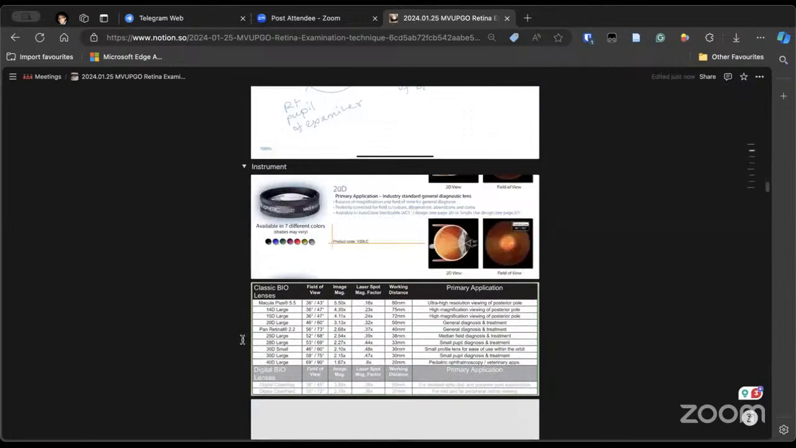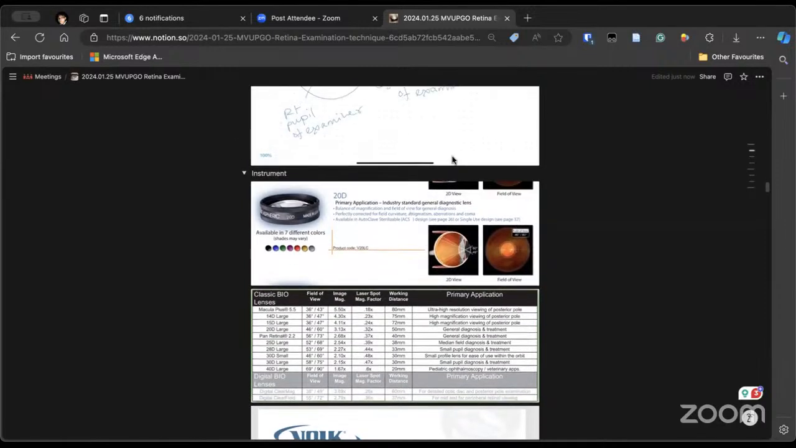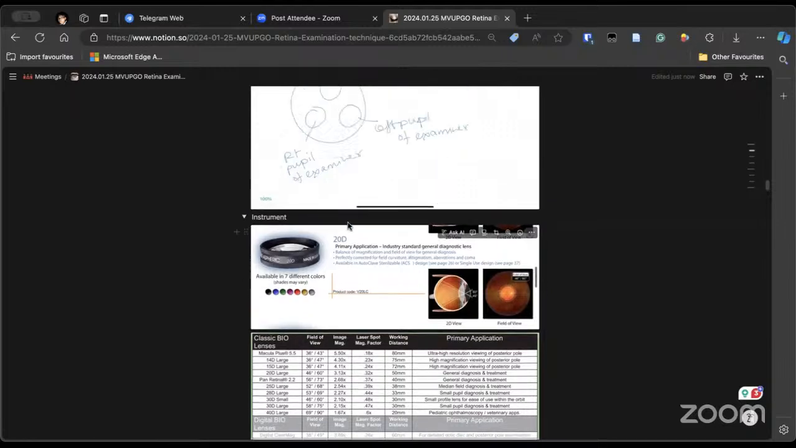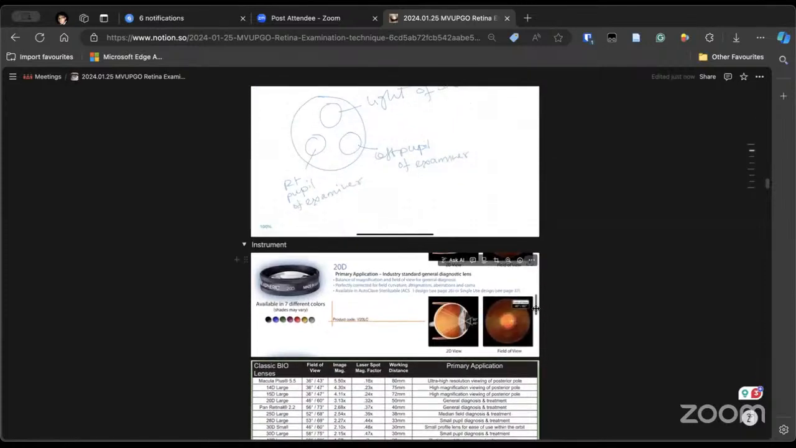So what about the instrument? We have to know the major things which we are using. We are using a 20 diopter lens. So what is the field of view in a 20 diopter lens? Can any candidate please tell? This is already written: 45 degrees. Yes. And what is the 60 degree? There is something they have written, 60 degree also, no? So why is it so?